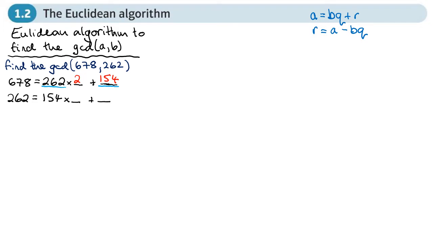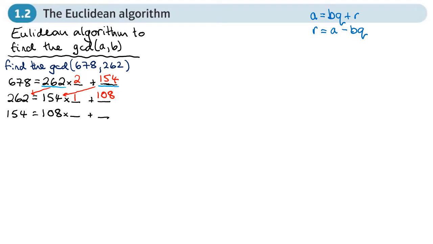So can you see that the 262 basically gets shifted across to there, the 154 gets shifted across to there. Now if we do that, I've worked this out already, it's 154 times by 1 plus a remainder of 108. Right, now we do the same thing again. The numbers get shifted across. So now 154 gets shifted across to here. 154 is equal to 108 times by something plus a remainder.